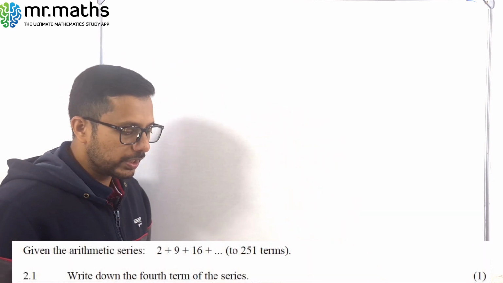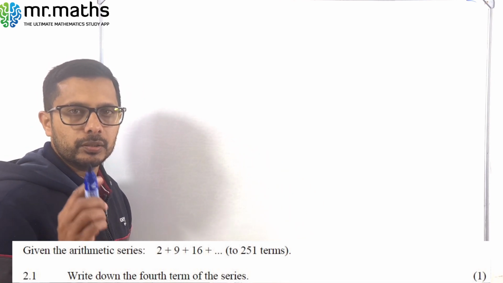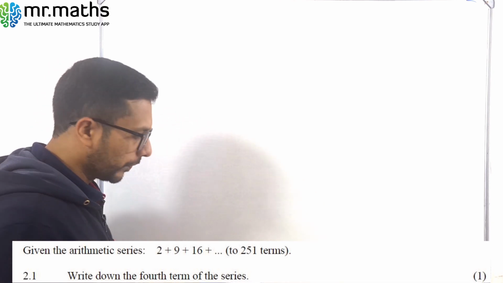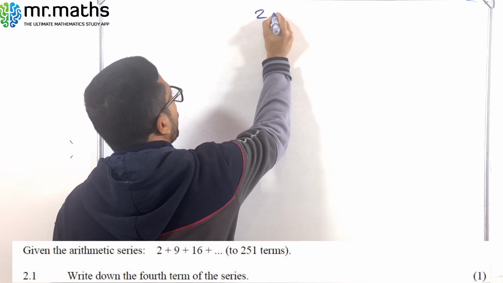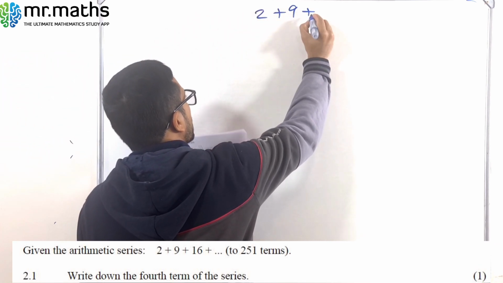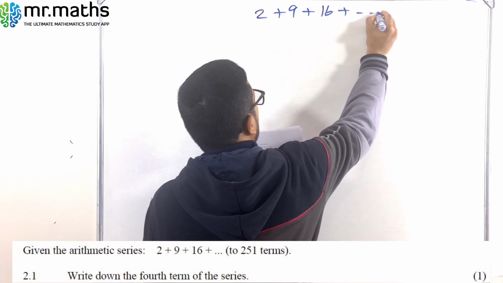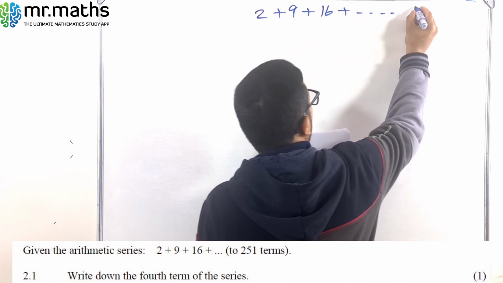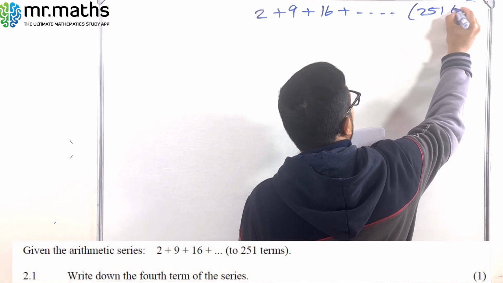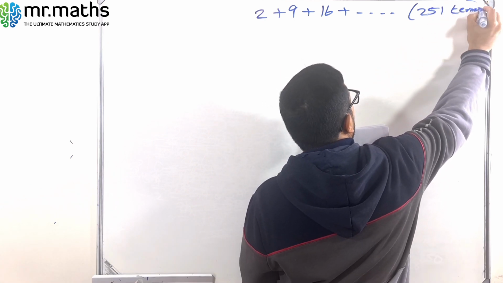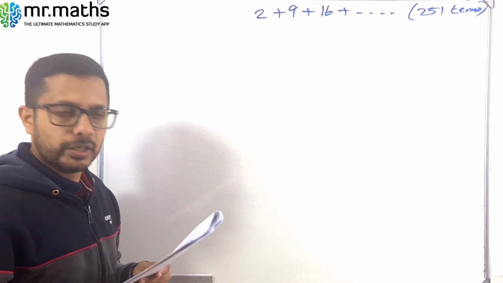Given the arithmetic series. What does series mean? Plus, plus, plus, like that. So there is a series given like this: 2 plus 9 plus 16 plus etc. And it is given that there are 251 terms in that series.